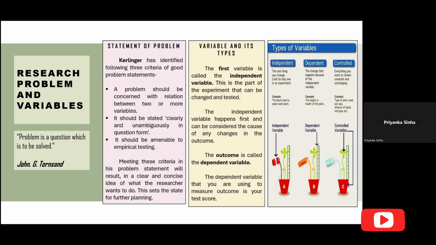And the outcome is called the dependent variable. The second variable is the dependent variable, which depends upon the independent variable, like the height and health of the plant depend on the liquid used to water each plant.